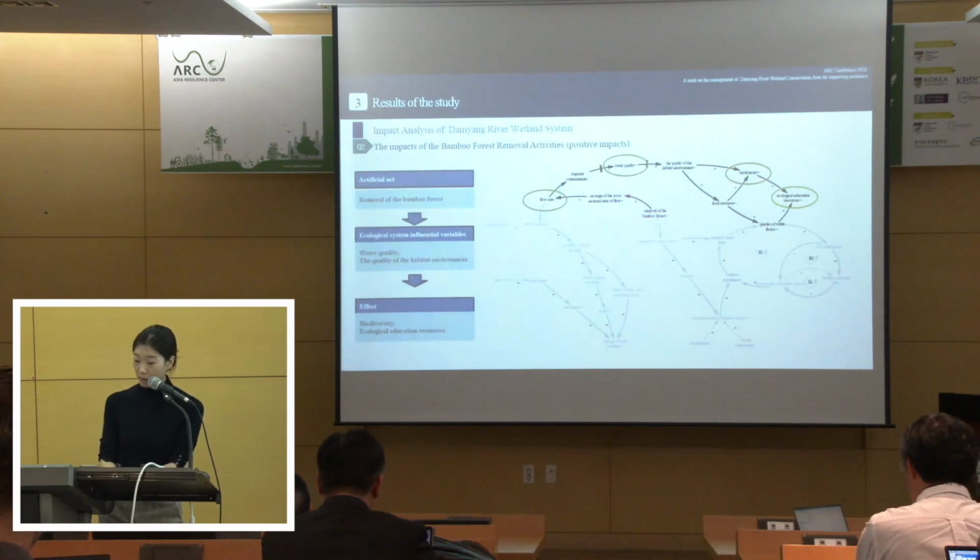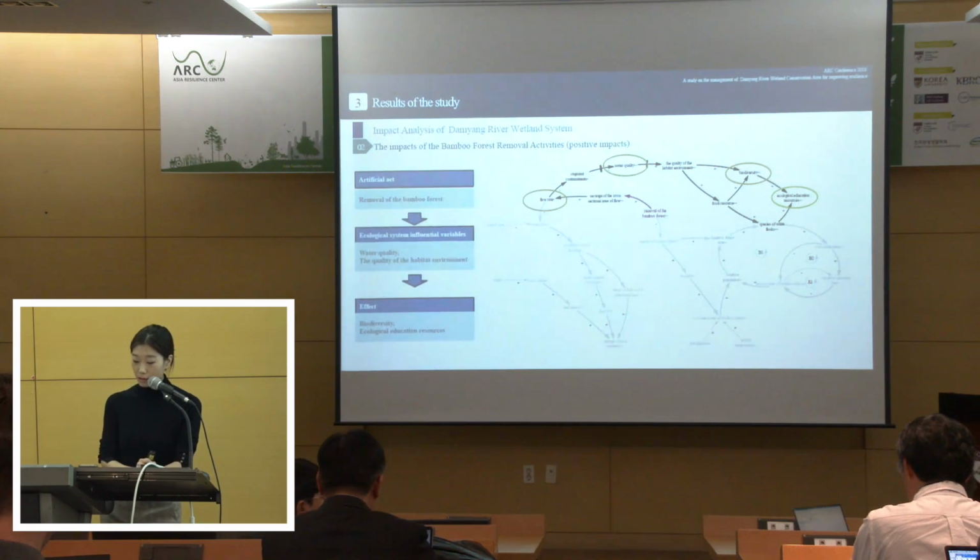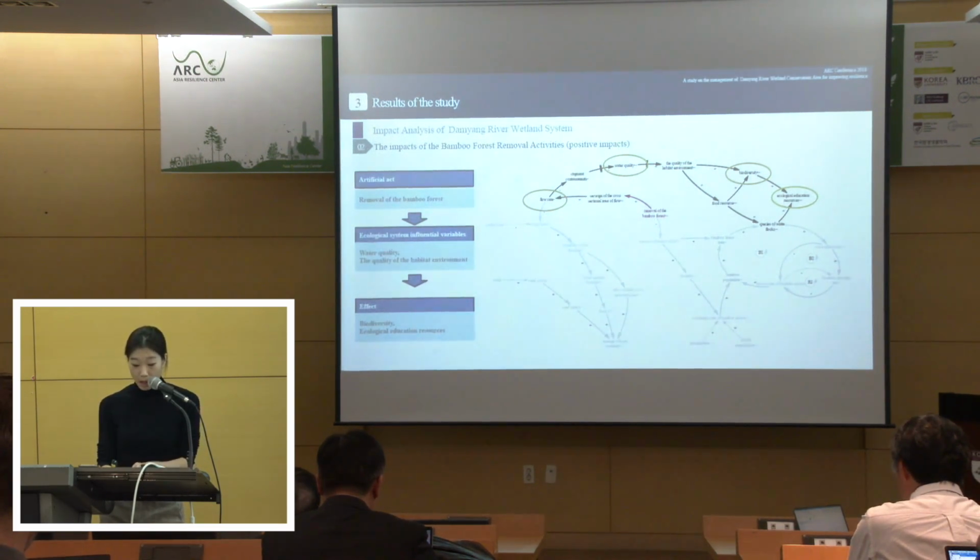Second, the impacts of bamboo forest removal activity are divided into positive and negative impacts. First, the analysis of the positive impact. Securing the cross-sectional area of flow due to the removal of the bamboo forest increased the runoff velocity of the stream to push stagnant pollutants downstream. This increased the overall water quality of the Damyang Stream wetland. As a result, in the long term, the quality of the biodiversity environment in the Damyang Stream wetland becomes higher.